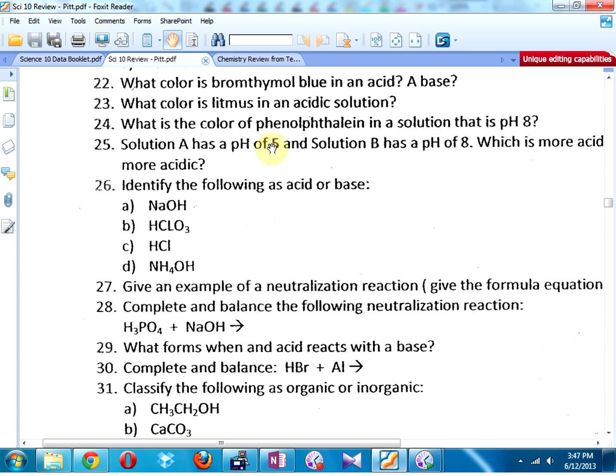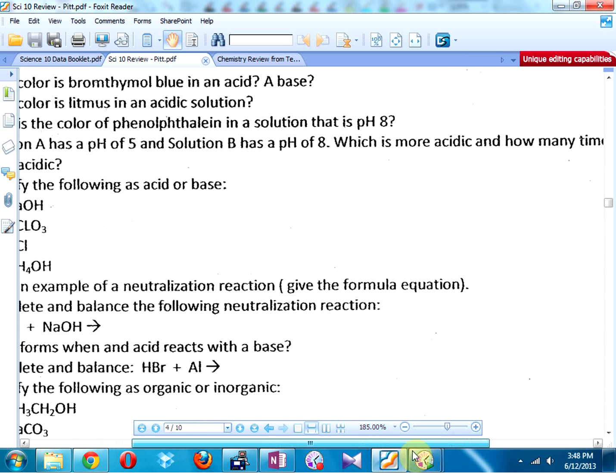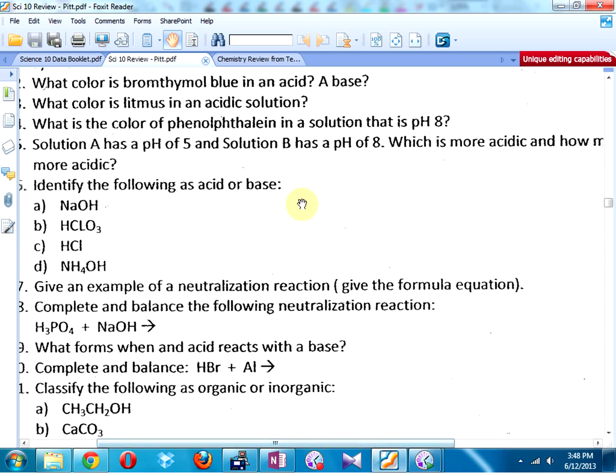Solution A has a pH of 5, and solution B has a pH of 8. Which is more acid, and how many times more acidic? pH of 5 is more acid. How many times? Not 3 times, 10 to the 3. 1,000 times. It's a logarithmic scale. Richter scales work the same way.